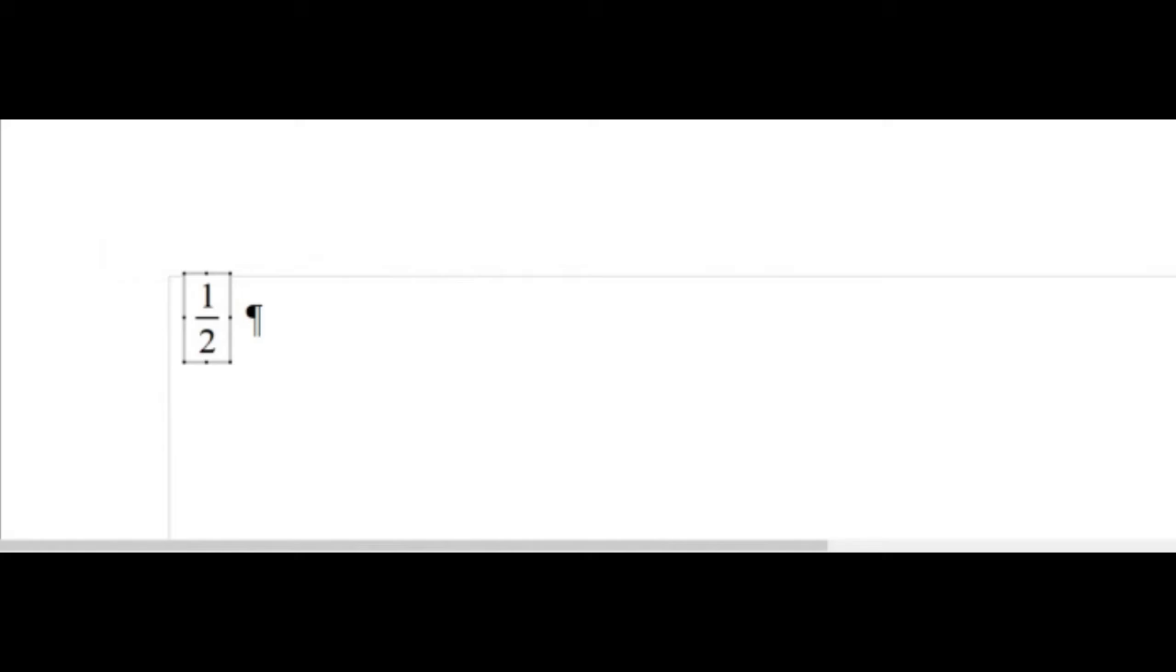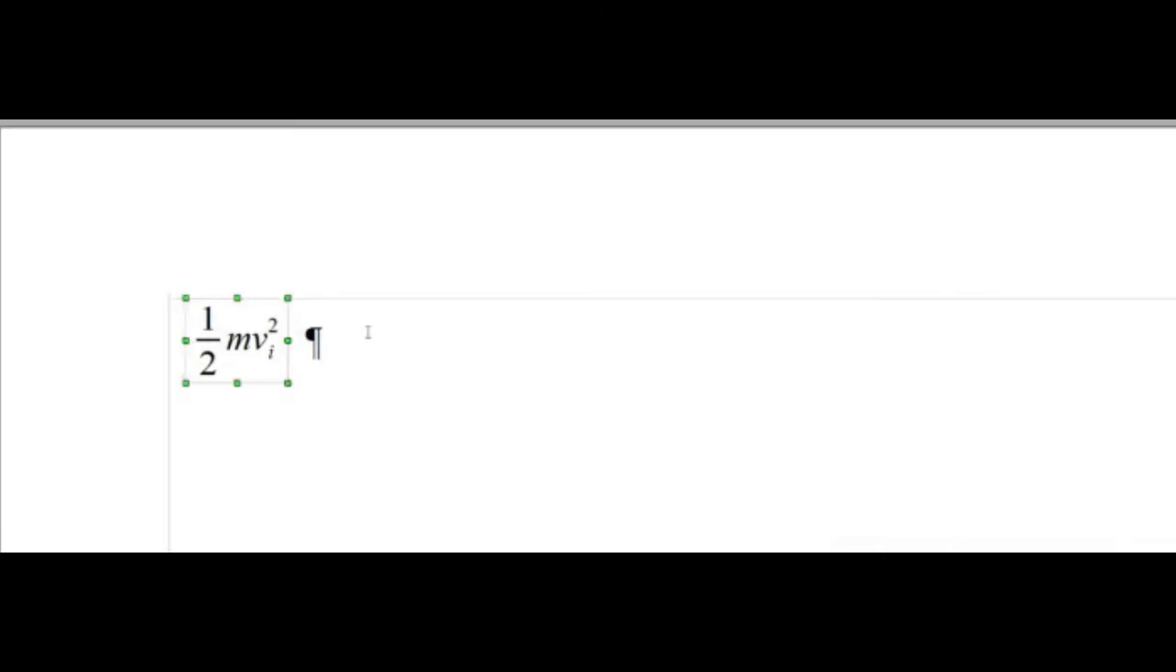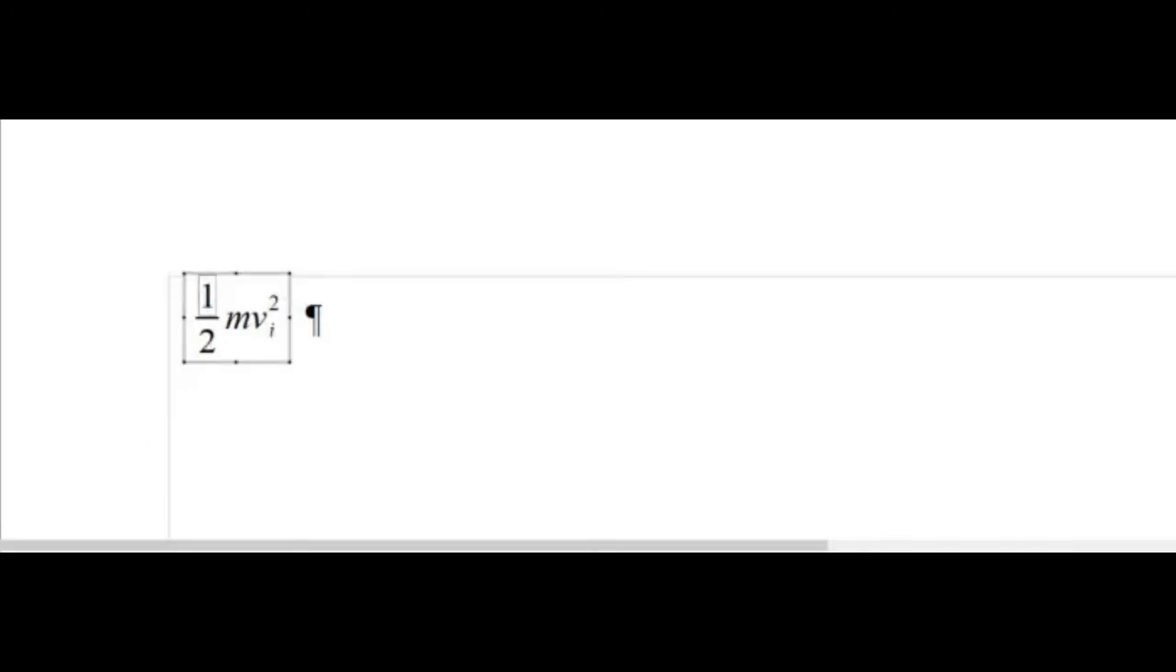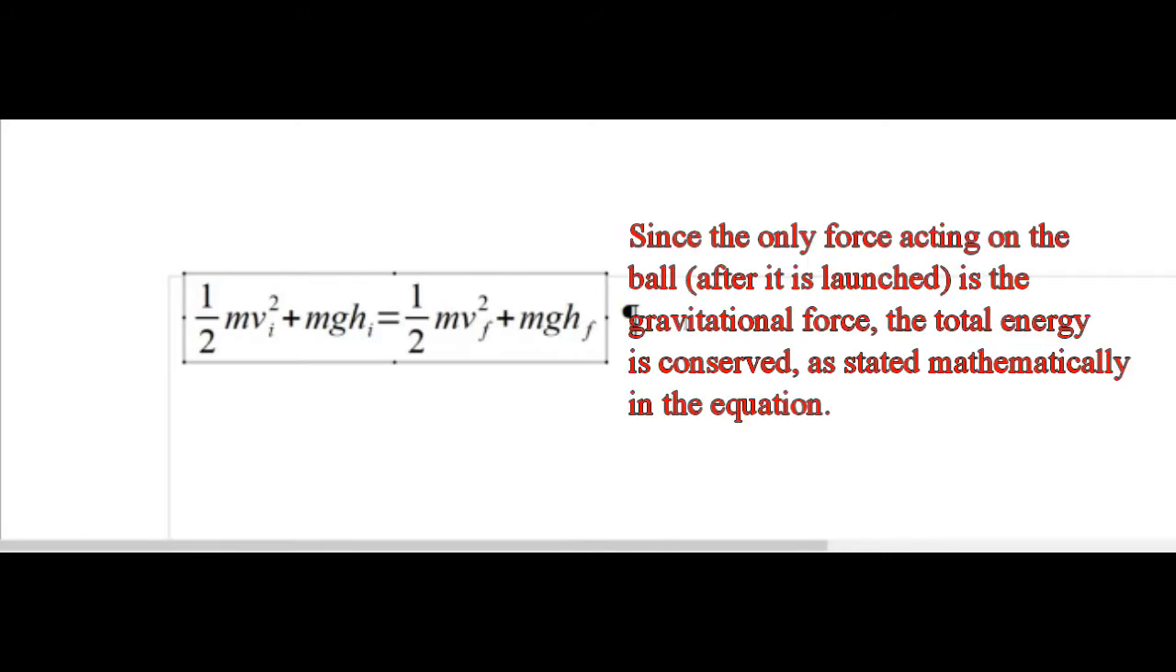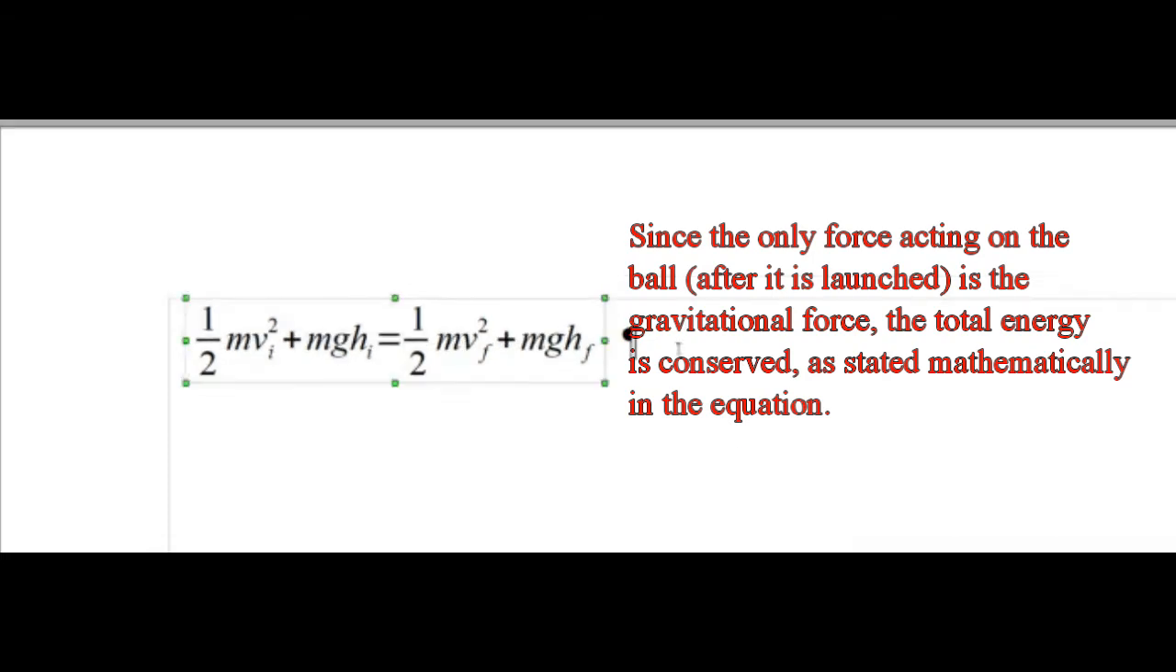So 1/2 m v initial squared. And then, I know it's inconsequential, but I want the lowercase i there. Plus m g h i equals the same thing except final. All right, so that is the starting point. I think that's equation 4.